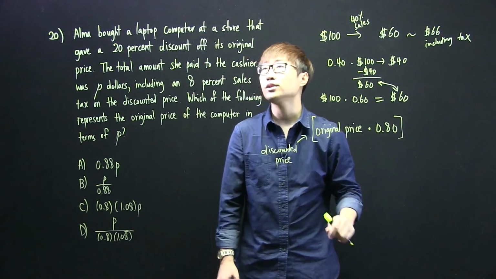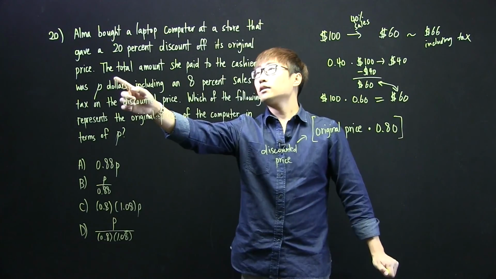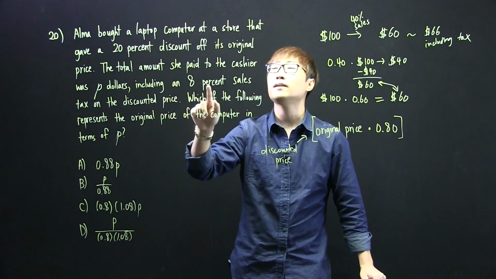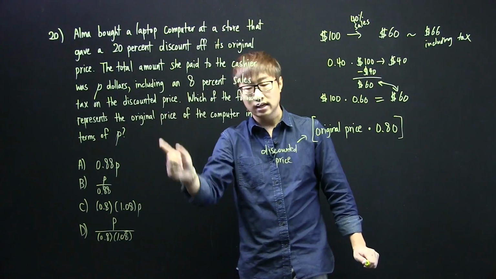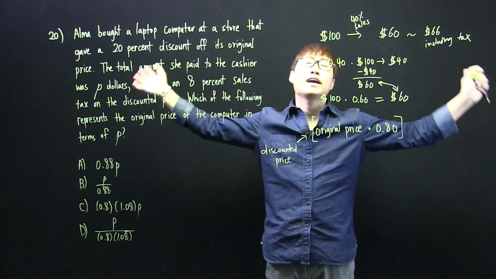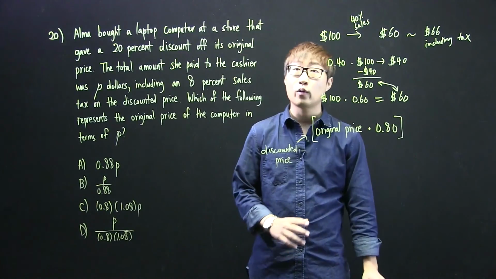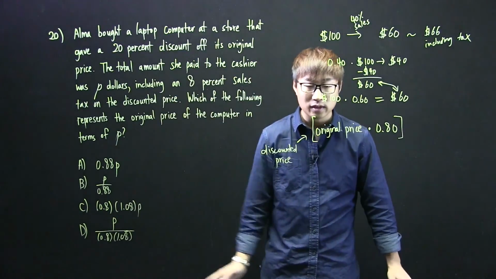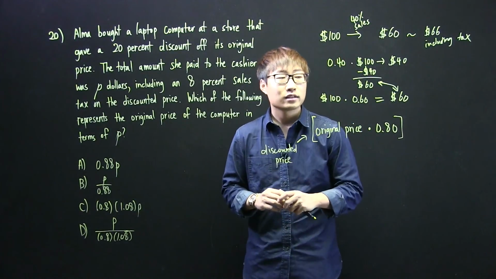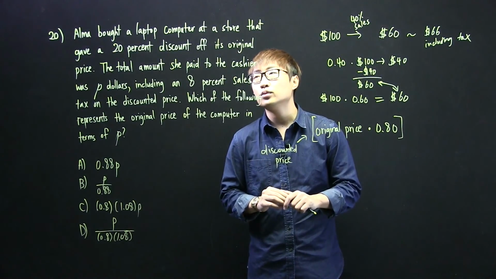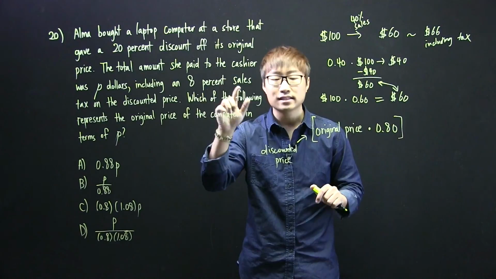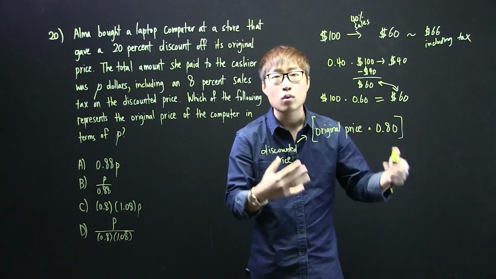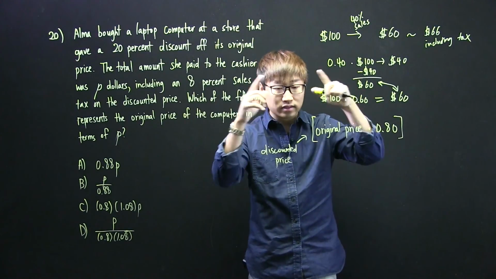And then what else does she have to do? All right, the total amount she paid to the cashier was P dollars, including an 8% sales tax on the discounted price. Now, we all hate to pay that tax, right? That's why we always look for tax-free, duty-free online shops. I do that too. So if you think about this 8% sales tax, what happens when we have to pay tax? We actually pay more than what it says on the sign, right?